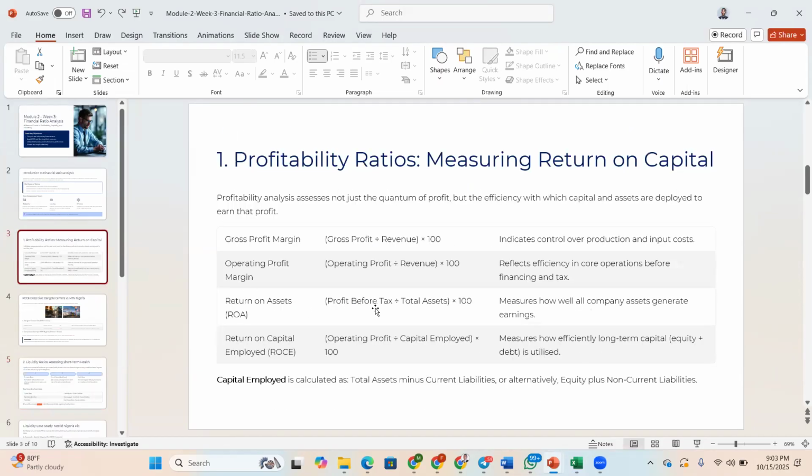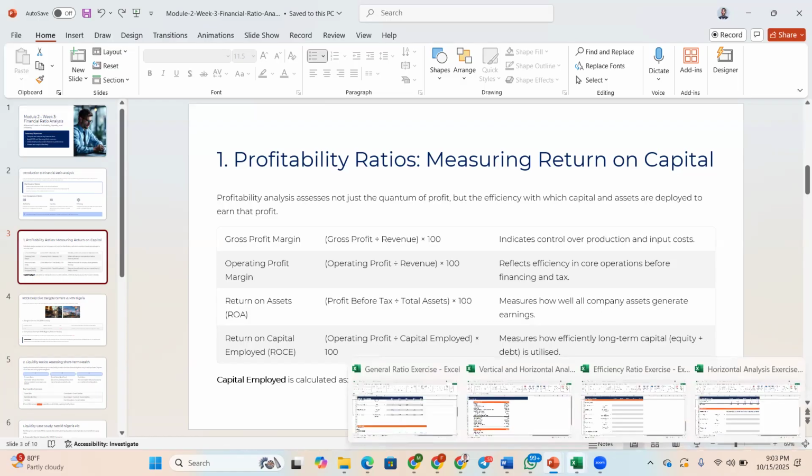Yes. Profit before tax divided by total assets times 100. So that is how you calculate your return on assets. So let's go back.